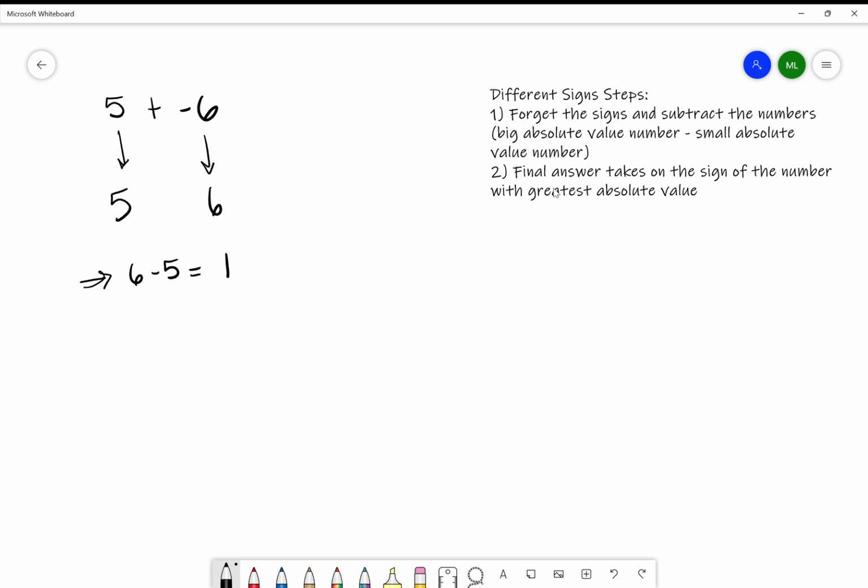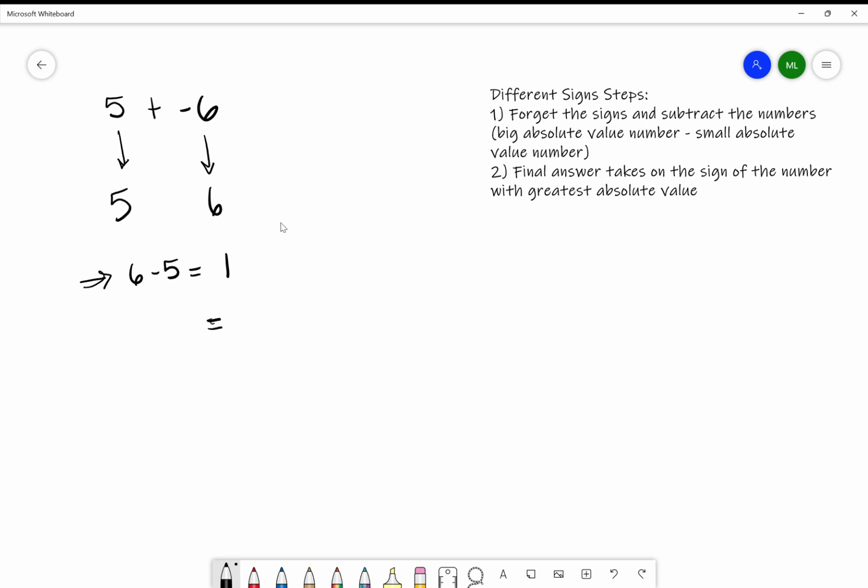And then finally, my final answer takes on the sign with the greatest absolute value. So which number had the greatest absolute value? We'll look at the positive version of the numbers that we had created, 5 and 6. 6 is the bigger absolute value number, 6. So what is the sign of 6 originally? It's negative 6. So my answer will take on a negative as well.